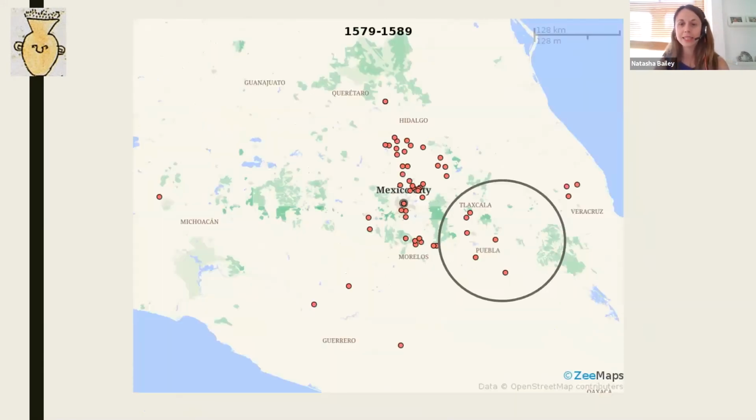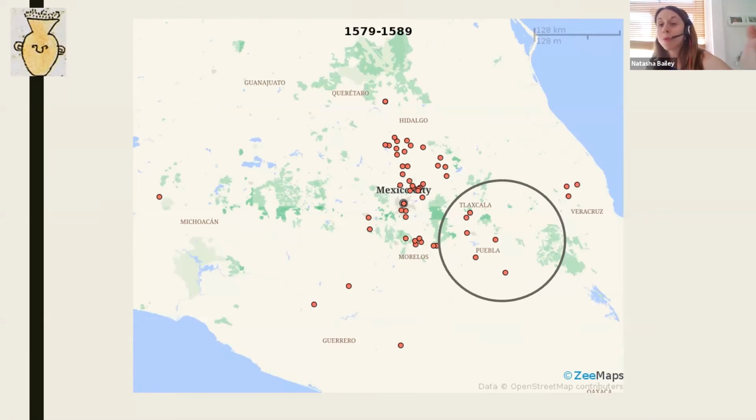And I've highlighted in the smaller maps what I'm going to talk about, which is the eastern jurisdictions. These are areas where the pulque trade functions completely independently of Mexico City, mainly around the cities of Puebla and of Tlaxcala.